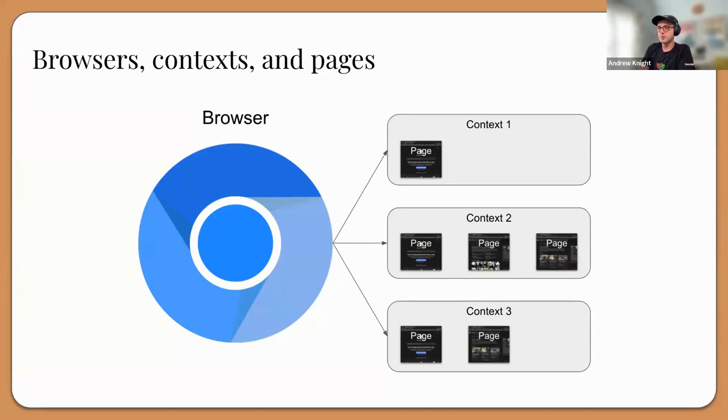The way that browsers work with Playwright is that rather than creating a new browser instance for every single test, as is done with other frameworks, there's usually one browser instance that is run for the duration of all tests. Now, you might think that's a little bit dangerous, right? Sharing resources between tests, doesn't that break test case independence?